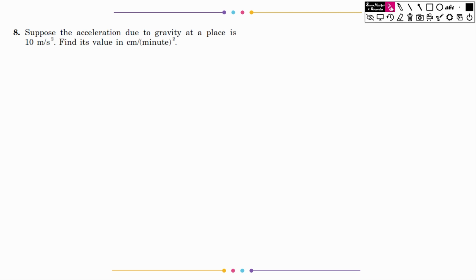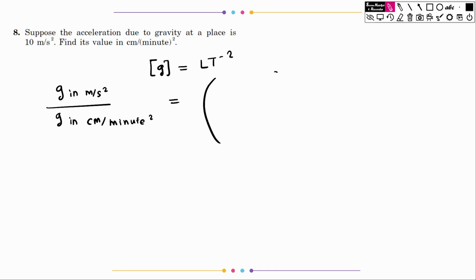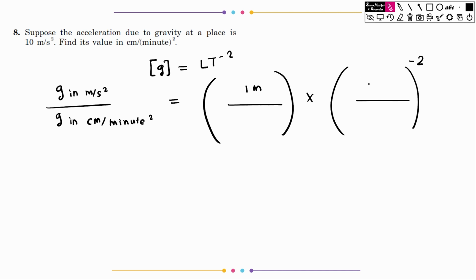But since it is a problem of the chapter units and dimension, we'll solve with the knowledge that we have learned in the chapter. Now we know the dimensional formula of gravity. We'll write within square bracket g is equal to LT to the power minus 2. Then I'll write g in meter per second square divided by g in centimeter per minute square is equal to, so this is for length column and then this is for time column, and there is a minus 2 exponent. Here we will write 1 meter, here we will write 1 second, then down we'll write 1 centimeter, and here 1 minute.